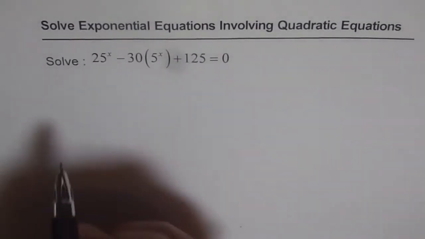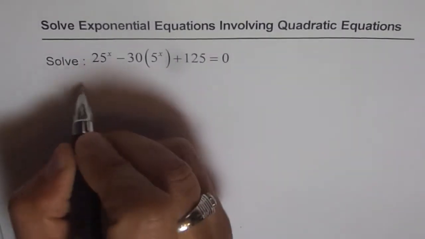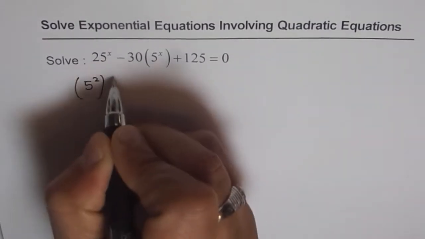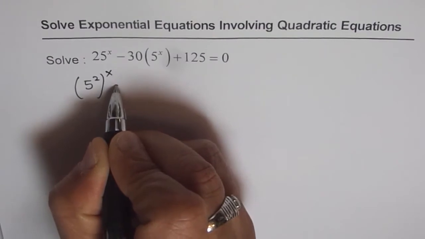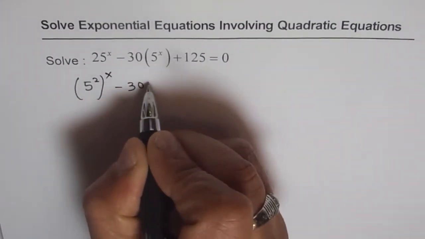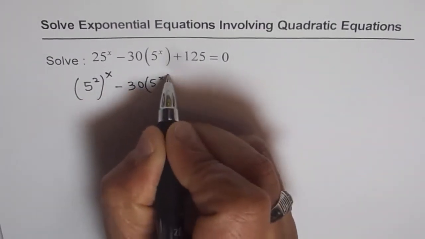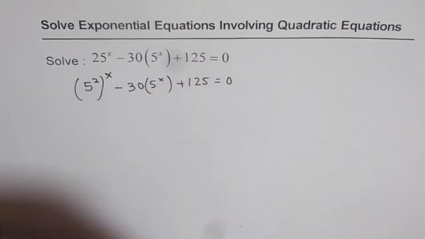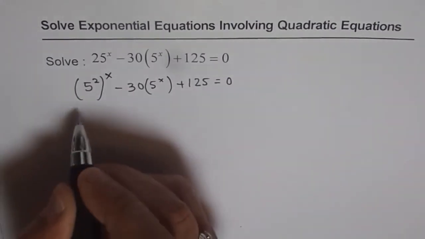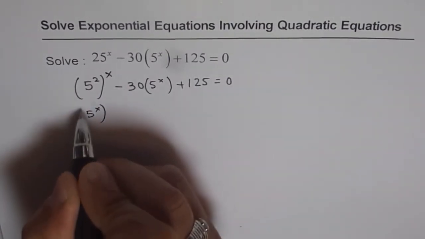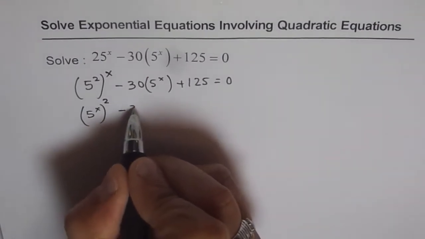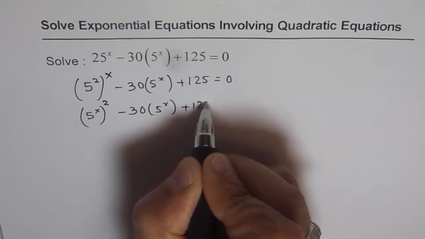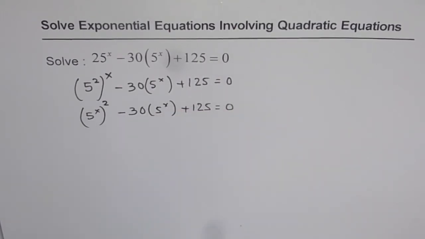25 can be written as 5 square, right? So let me write 25 as 5 square, and then it becomes 5 square to the power of x, and here I have minus 30 times 5 to the power of x, and then we have the number 125 with us. Now what we can do here is write this as (5 to the power of x) square minus 30 times 5 to the power of x plus 125 equals 0.